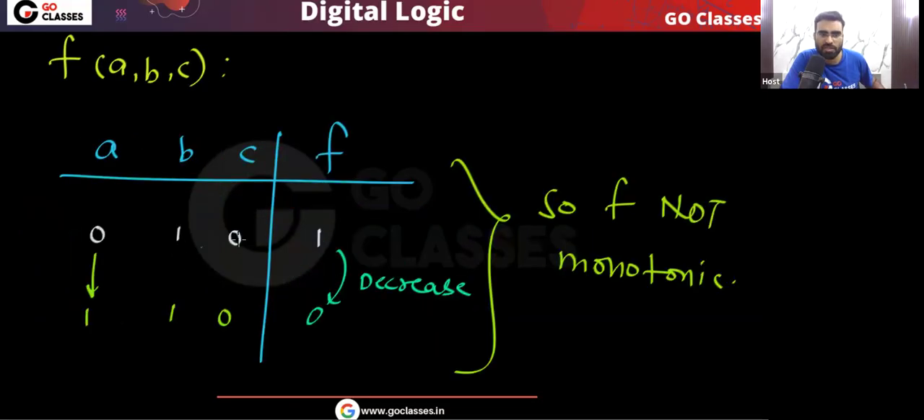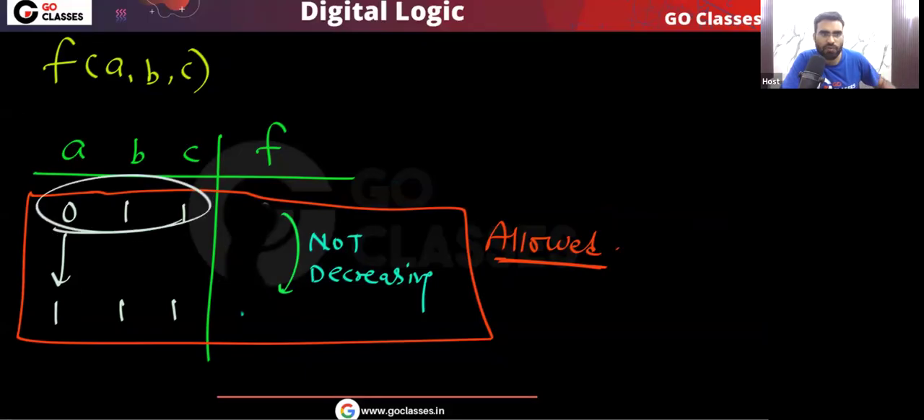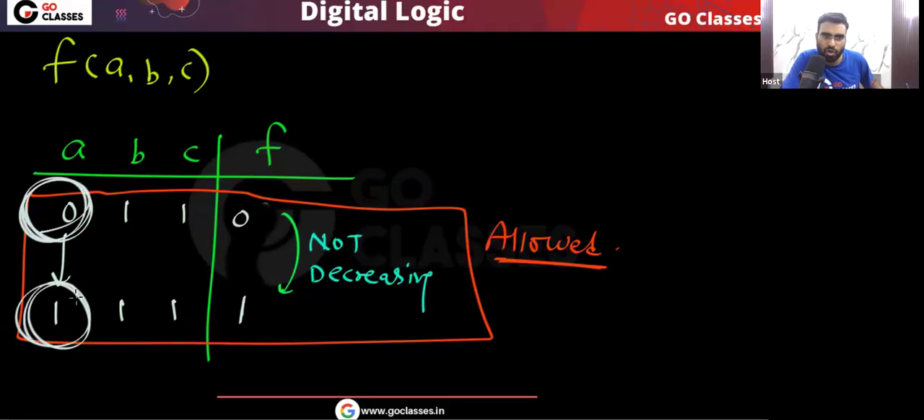But what is not allowed? See, this is not allowed: if you change a single variable from 0 to 1, then the function value decreasing is not allowed. For example, if here the function value is 0 and here the function value becomes 1, is this allowed? Yeah, this is also allowed because the function value is not decreasing.